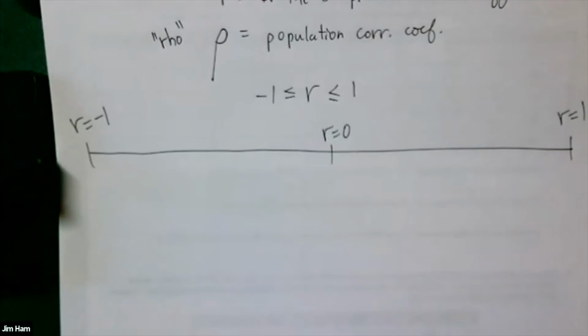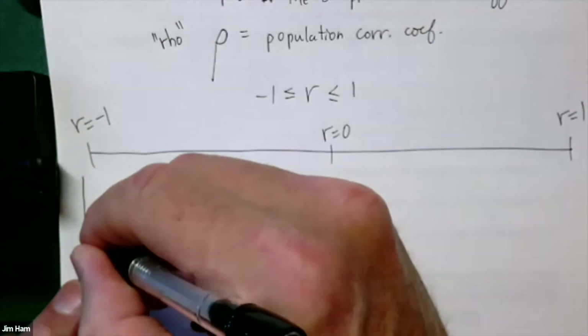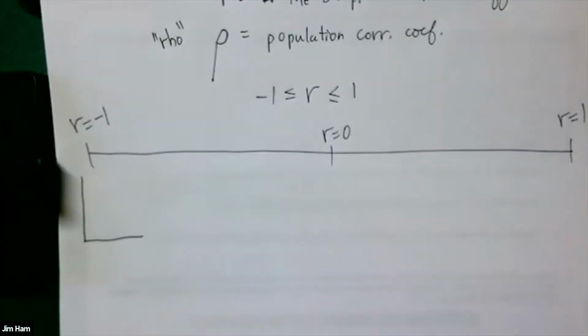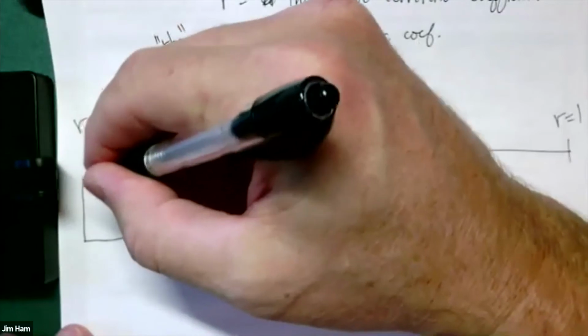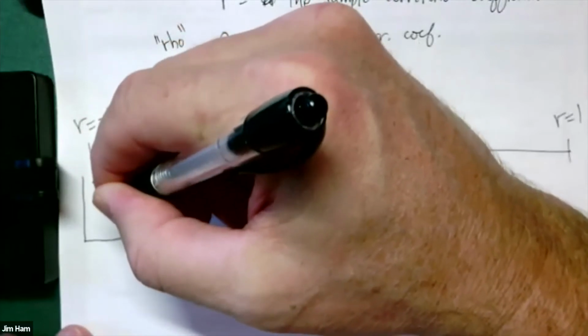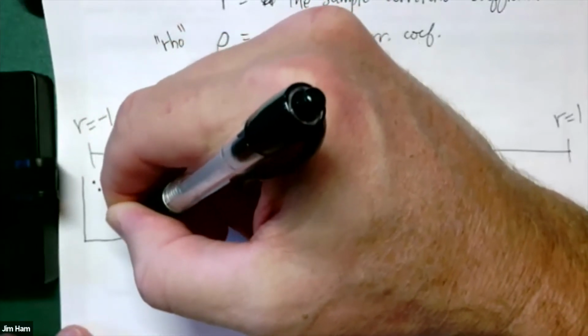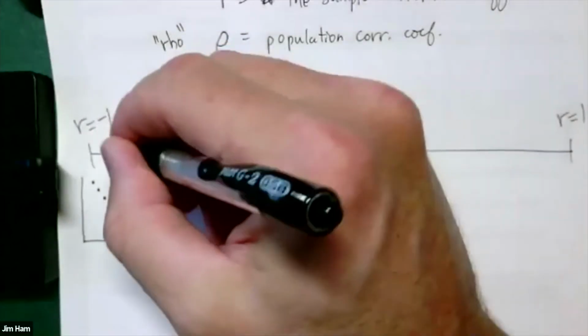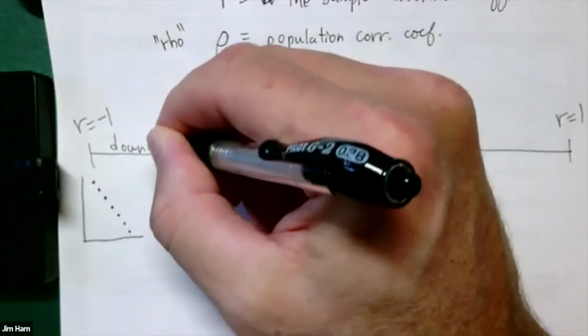All right, the scatter plot for if r is equal to -1, that's the minimum value. So what you're going to see in a scatter plot if the correlation coefficient is -1 is a perfect linear relationship. All of these points will fall perfectly on the same straight line. But you'll also see a downward trend.